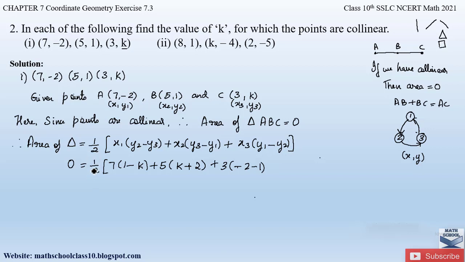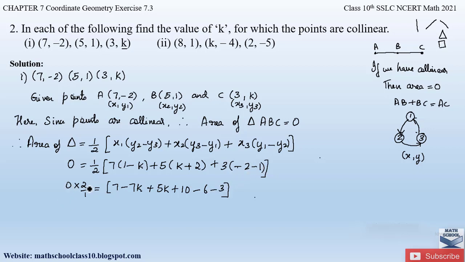So sending this half to the left hand side, this will become 0 into 2 by 1. The numerator and denominator will interchange when it goes to the left hand side. Simplifying further, this is 7. Let us open the brackets here. 7 into 1 is 7 minus 7k plus 5 into k is 5k. Again plus and plus will be plus. 5 into 2 is 10 plus again 3 into minus 2. Plus into minus will be minus. 3 into 2 is 6. Again plus into minus is minus. 3 into 1 is 3, right?